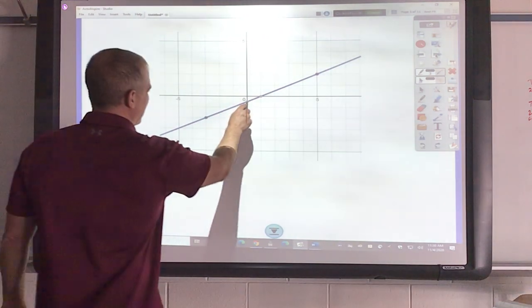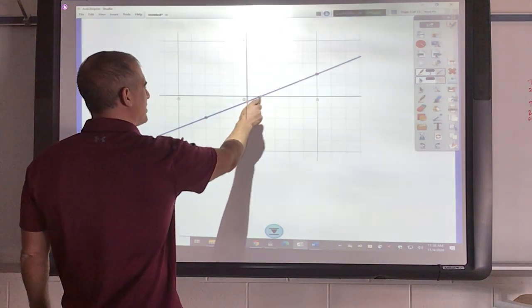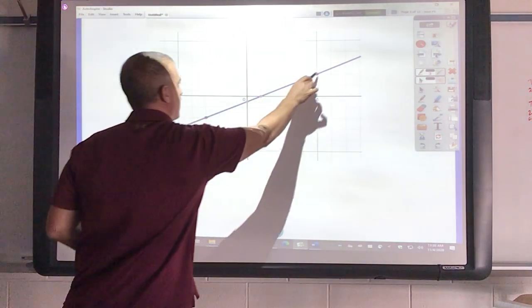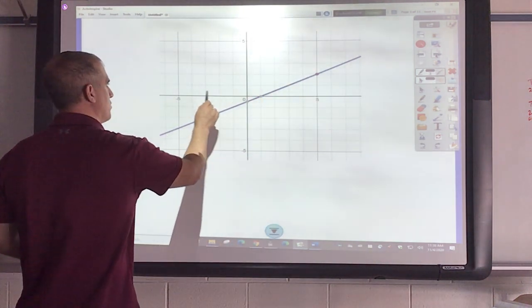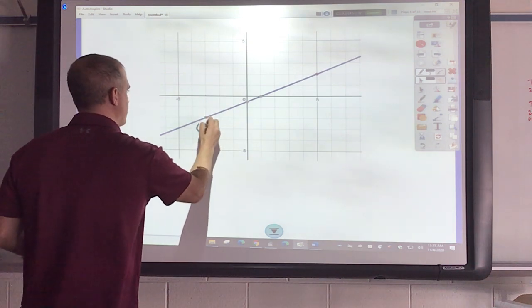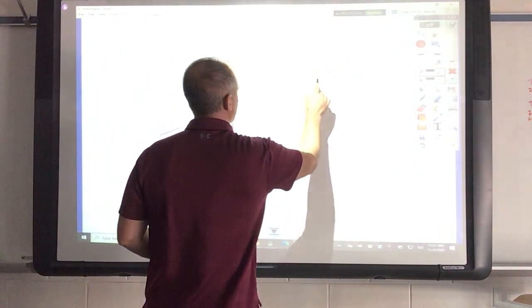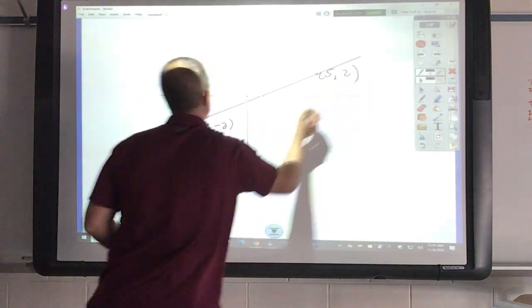Now, I look at this, I don't really like that because that's sort of a fraction. I could use that, but I see these good points here at grid spaces. So that's 1, 2, 3, 1, 2, so that's -3, -2. This is 1, 2, 3, 4, 5, 1, 2, so 5, 2. So I'm going to use those.